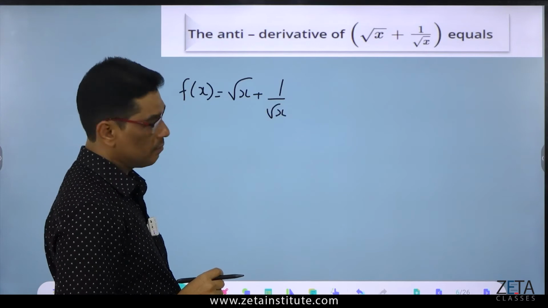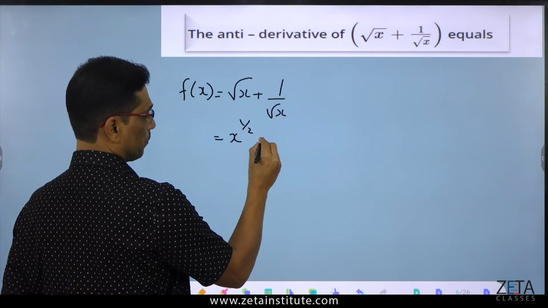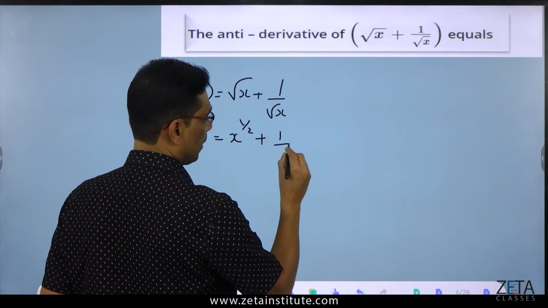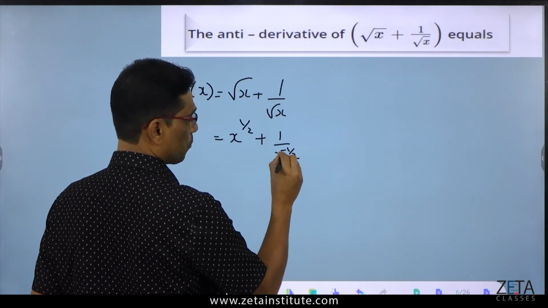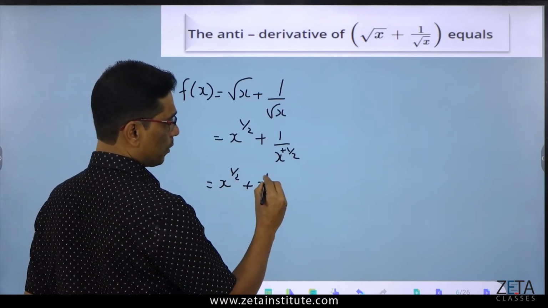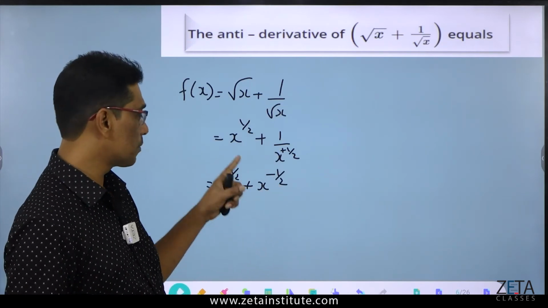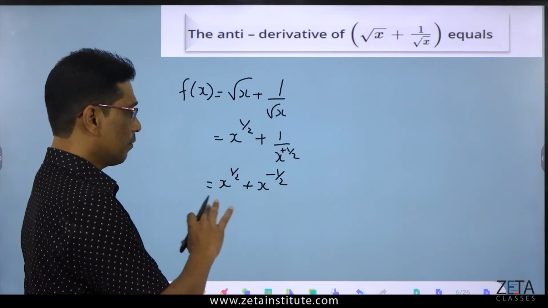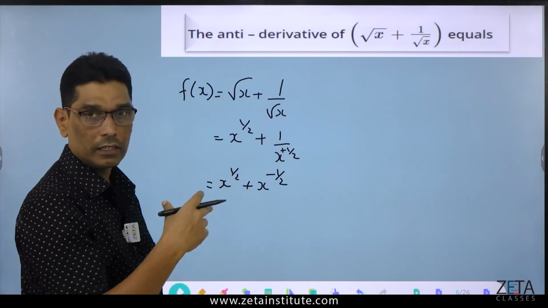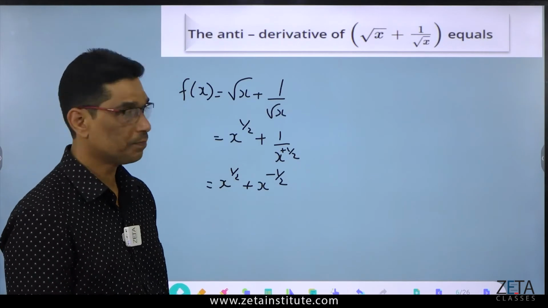So root x plus 1 by root x. We know that root x we can always write as x raised to 1 by 2, same like that. So 1 by root x is x raised to minus 1 by 2. So the function is x raised to 1 by 2 plus x raised to minus 1 by 2, right? This is just the function expanded, the same function that is given. I just converted it into x raised to 1 by 2 as well as x raised to minus 1 by 2. Now we'll find the antiderivative.